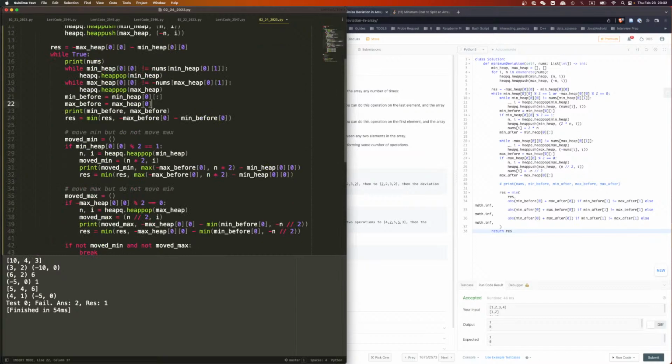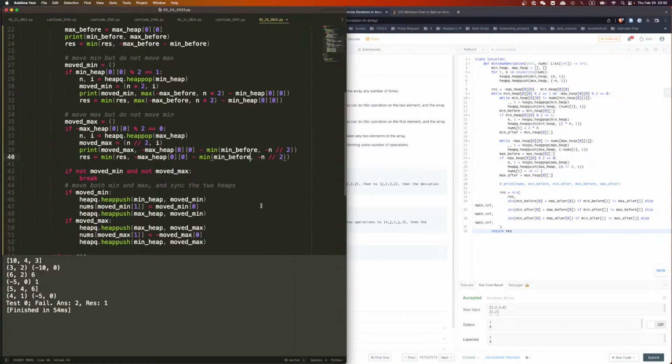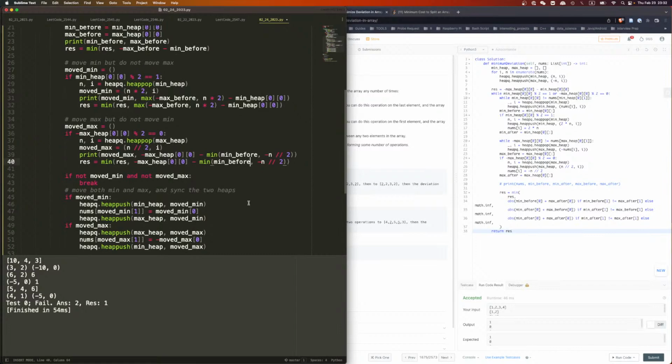Okay, do I need min before? No, I do not. These two values shall just do something like this, right? And then max before, min before. The moved mins need to be, because I need an index. All right, how about this? Oh my god, you're kidding me. You're absolutely kidding me.